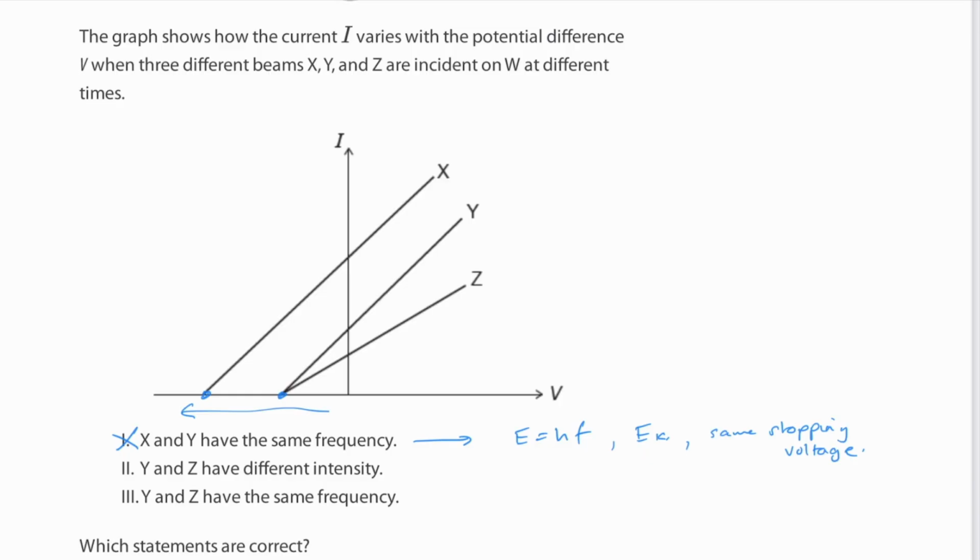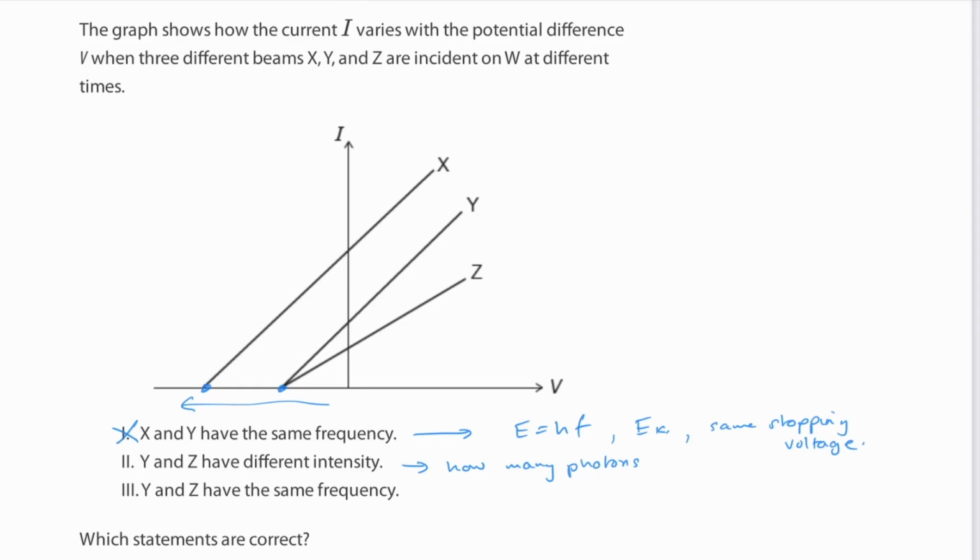Y and Z have different intensities. Intensity tells us how many photons are incident. So if they've got the same intensity, the same photons are incident, which means the same electrons are ejected, which means the current is the same when there's no voltage across it. And you can see that the current is different here. So Y and Z have different intensities. That's correct.